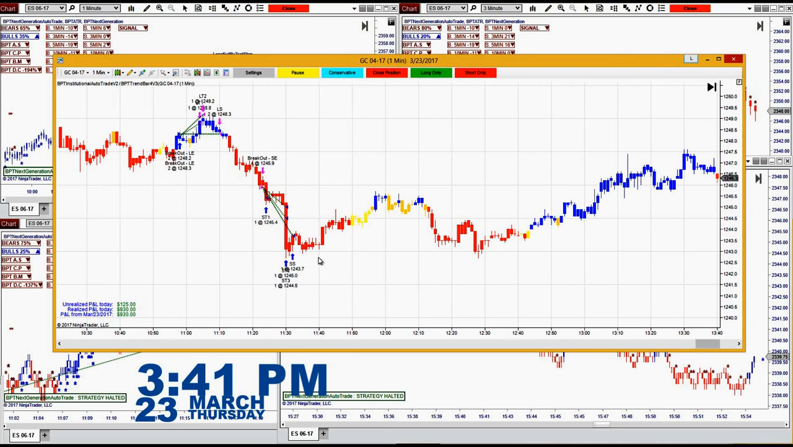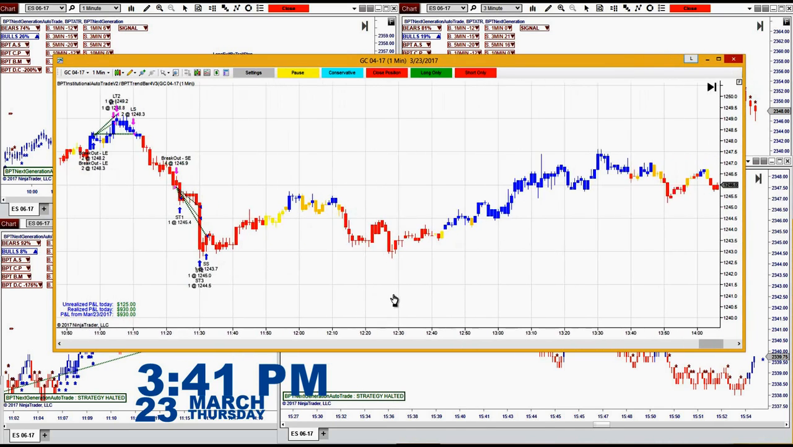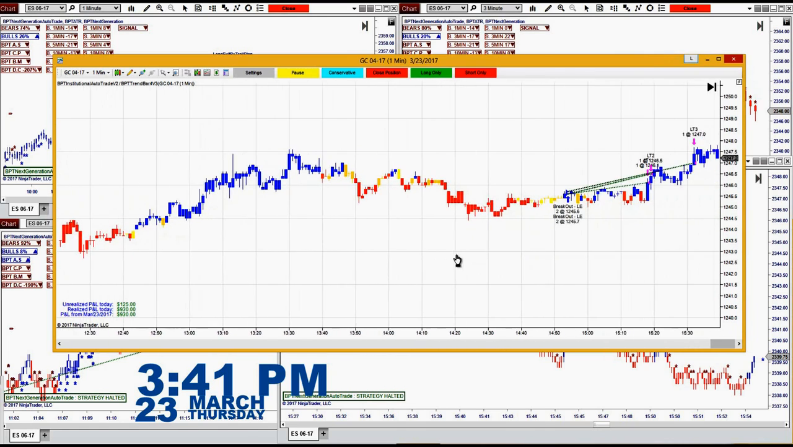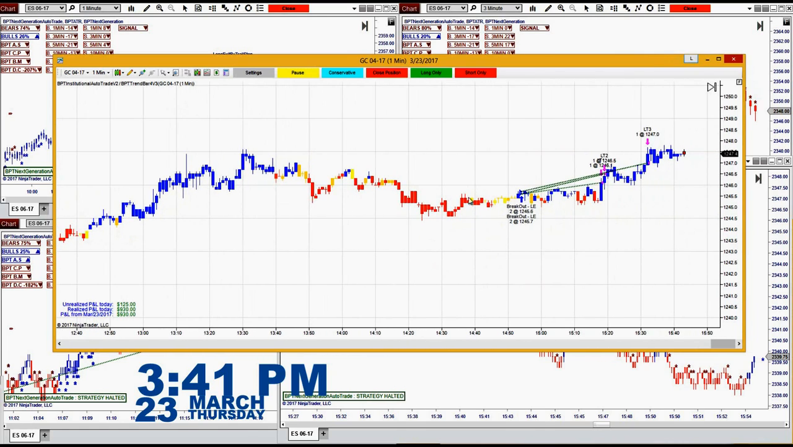And then we had one trade here, and then the whole time, if you can see, the market did not take any trade, and then at the end took one trade.